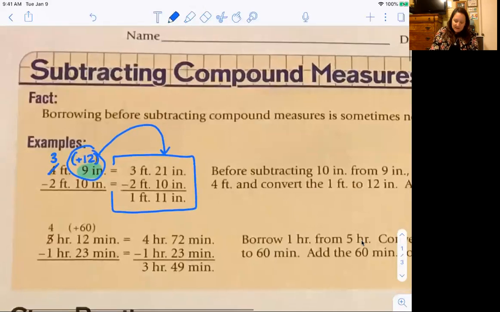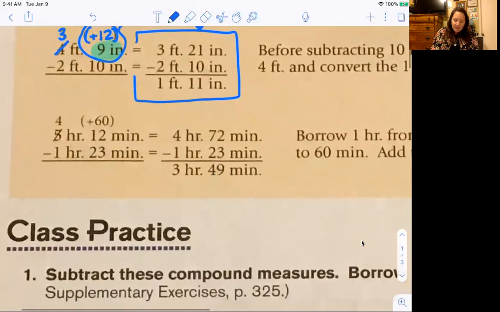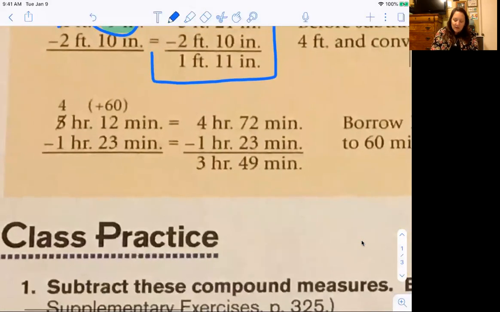Let's look at the next example they gave us. 5 hours 12 minutes minus 1 hour 23 minutes. Well, we're in the same boat here. We cannot do 12 minus 23. So what we do is go to the hours, take 1 hour away. Now there's 4 hours left. And we take that 1 hour and convert it into minutes. How many minutes in an hour? 60 minutes in an hour. So we're going to add 60 minutes here.